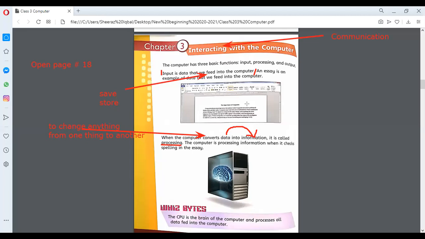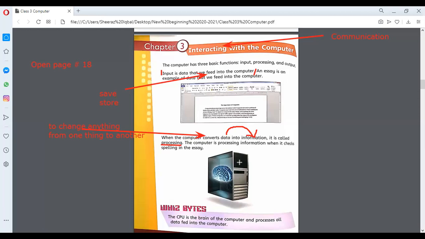My question is: when the computer converts data into information, it is called dash. Processing. Okay, so when the computer changes the data into information, it is called processing.